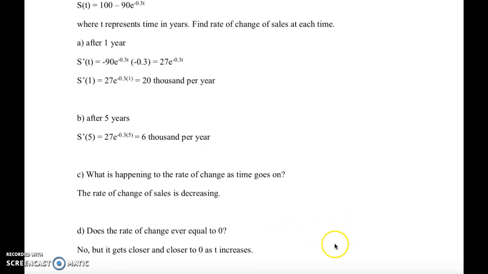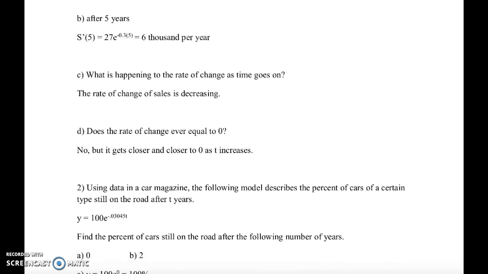Will our rate of change ever equal 0? No, if we keep plugging in numbers, we're going to get closer and closer to 0. But it's never actually going to approach 0 in this problem. Let's look at the next example.